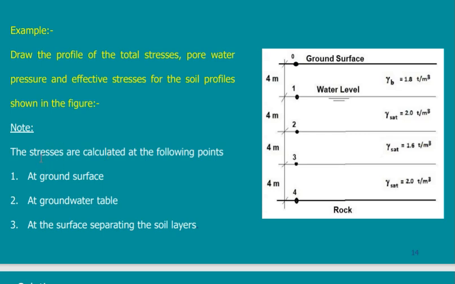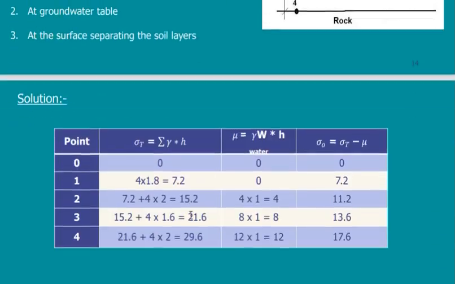Here it is required that we draw the profile for the total stress, the pore water pressure, and the effective stress. So I need the total, what can water carry alone, and the remaining that is just carried by the soil. So I calculate at the ground surface, at the water table, at the start of the water table, and at the separation of each layer till I reach the end.